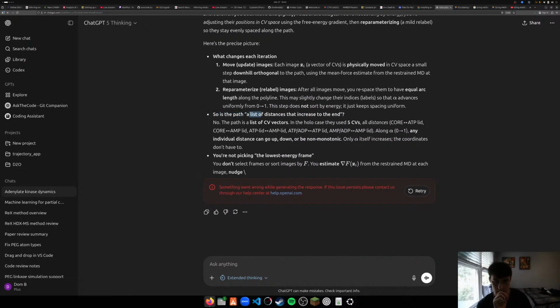So is the path a list of distances that increase to the end? No. The path is a list of CV vectors, and any individual distance can go up or be non-monotonic. Only alpha itself increases. The coordinates don't have to.